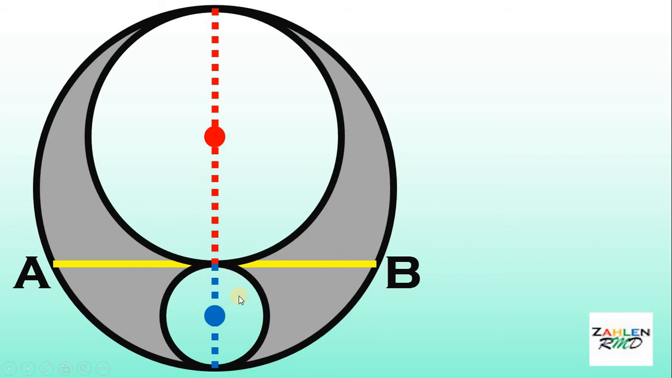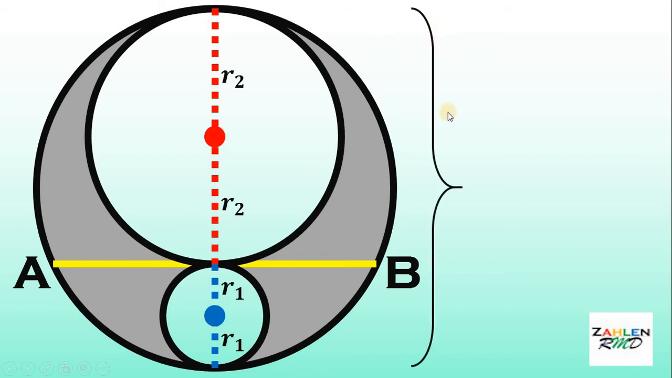Now at this point, let the radius of this small circle be equal to r sub 1, and the radius of this medium circle be equal to r sub 2. Now the question is, what is the radius of this big circle? Now we know its diagonal. The length of the diagonal is equal to 2 times r sub 2 plus 2 times r sub 1. Next, we know that the radius is half of the diameter. It follows that the radius of this big circle is equal to r sub 2 plus r sub 1.